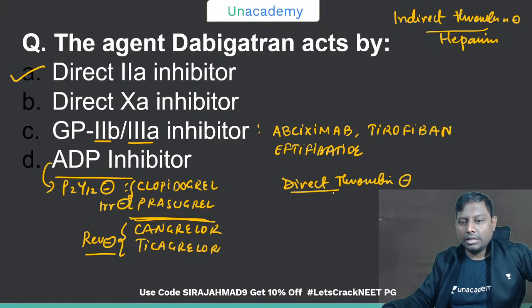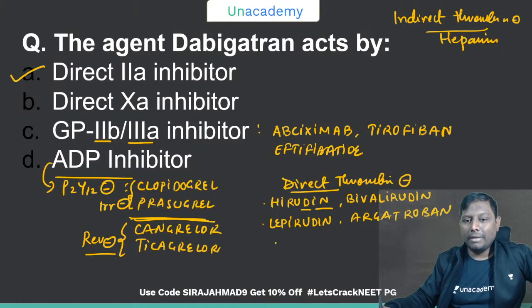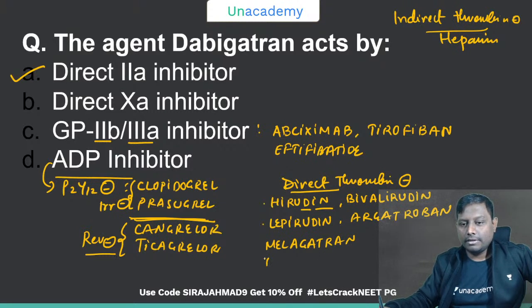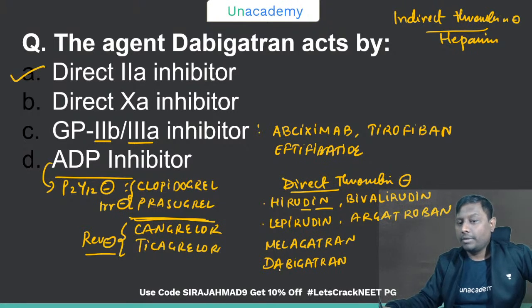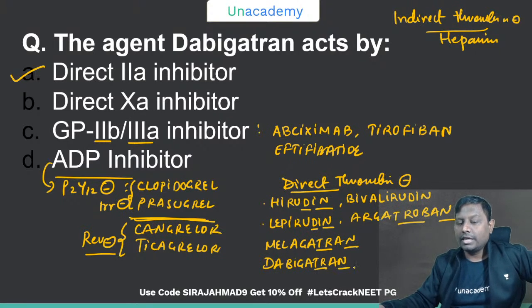These direct thrombin inhibitor drugs are hirudin. The names are very easy to remember: direct inhibitor hirudin. Then you are having lepirudin, bivalirudin, argatroban, melagatran, and dabigatran. Out of all of them, one thing that you should know is that they are the direct thrombin inhibitors, or thrombin antagonists.